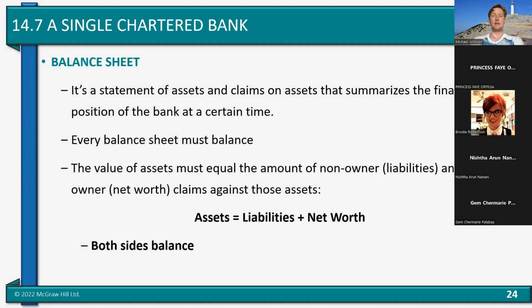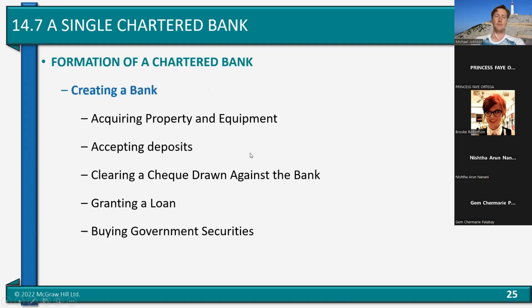So the balance sheet is a statement of assets and claims on assets that summarizes the financial position of the bank at a certain time. Every balance sheet must balance. The value of assets must equal the amount of non-owner liabilities and owner net worth claims against those assets. So assets equals liabilities plus net worth.